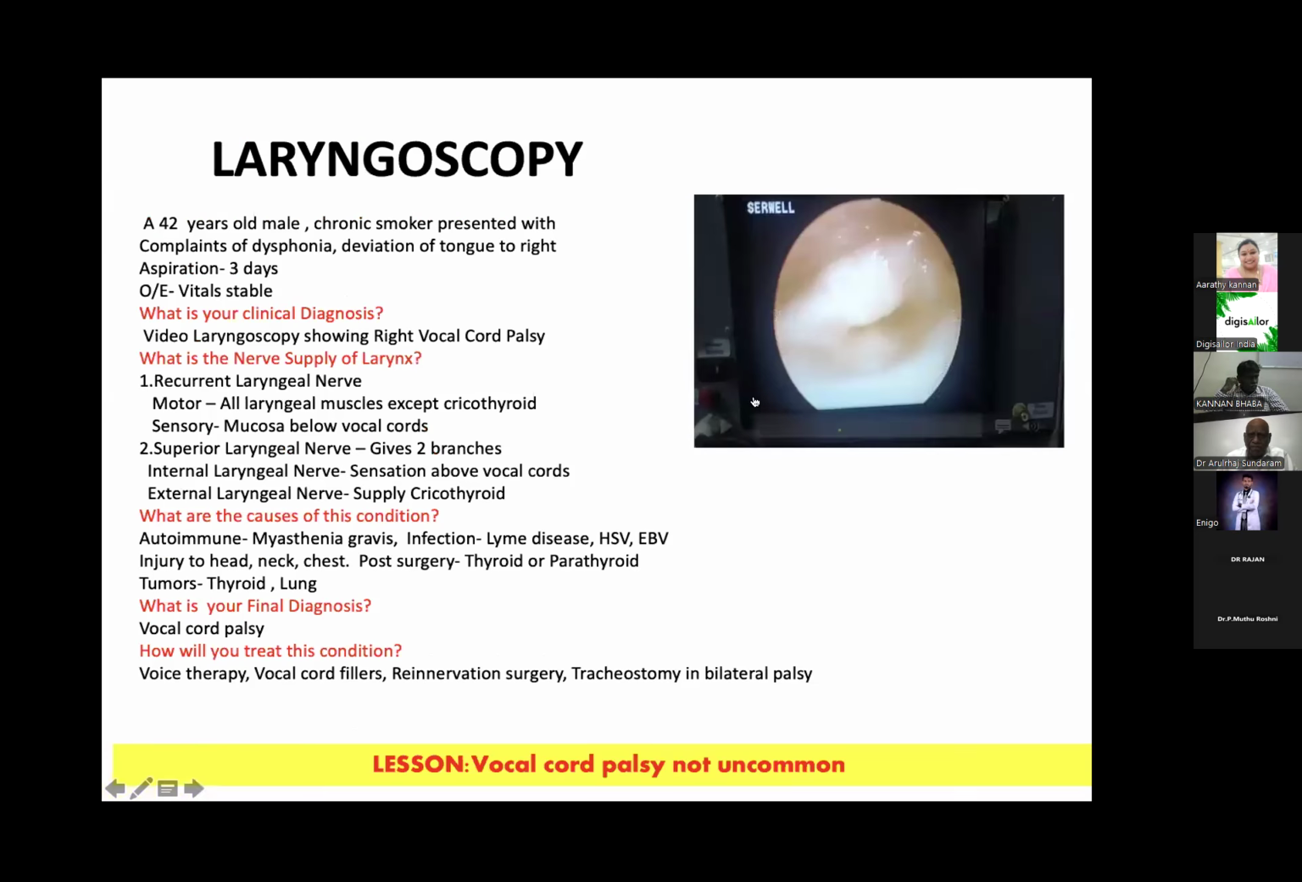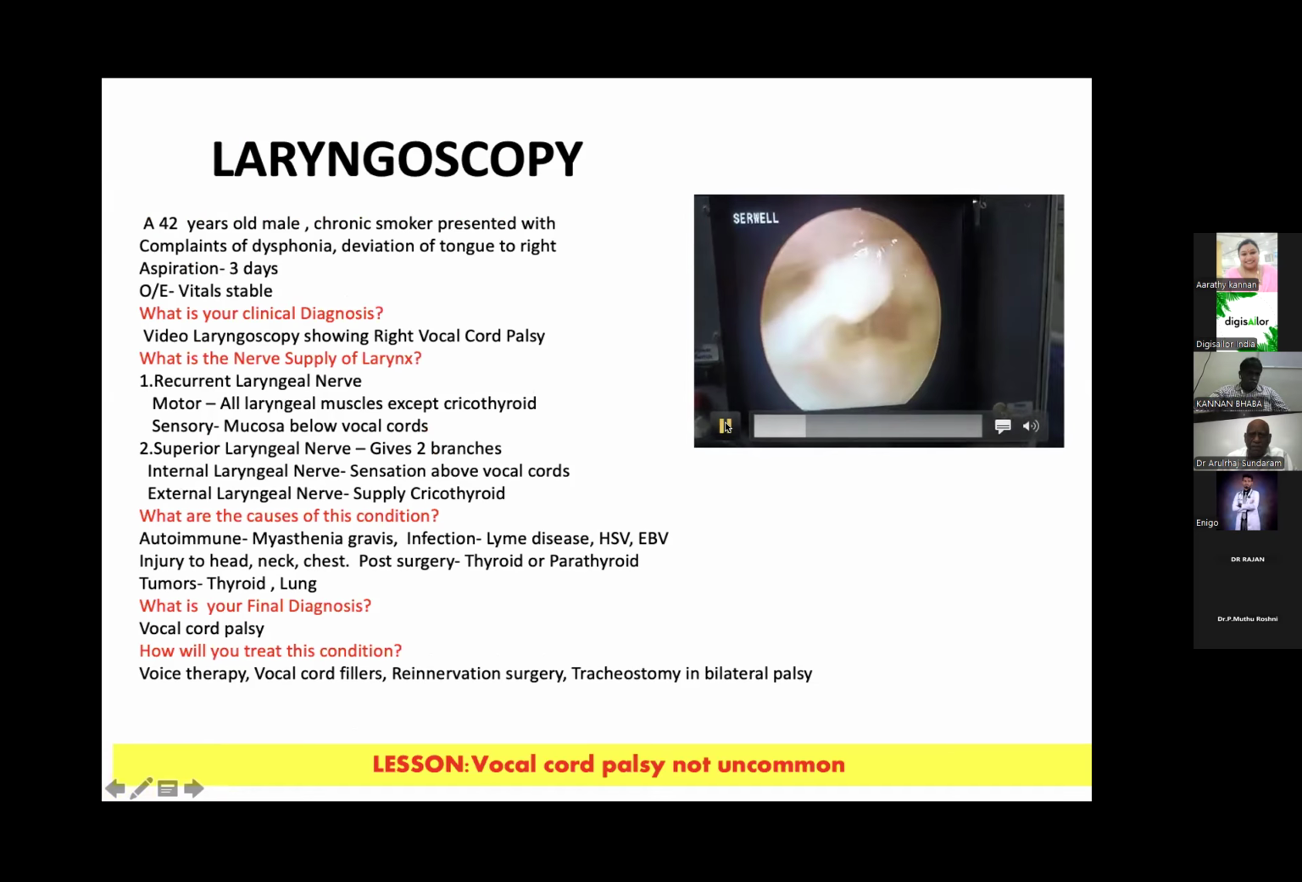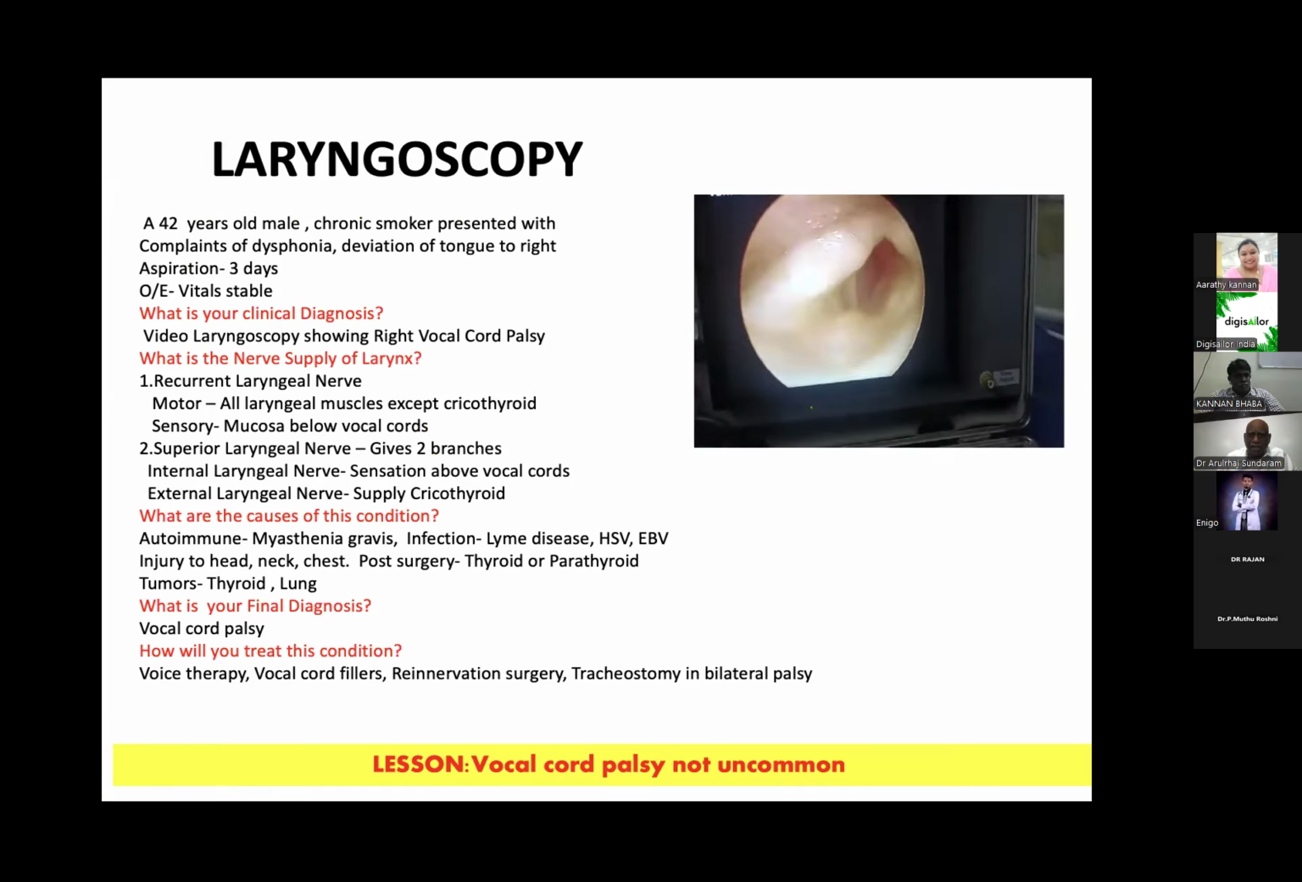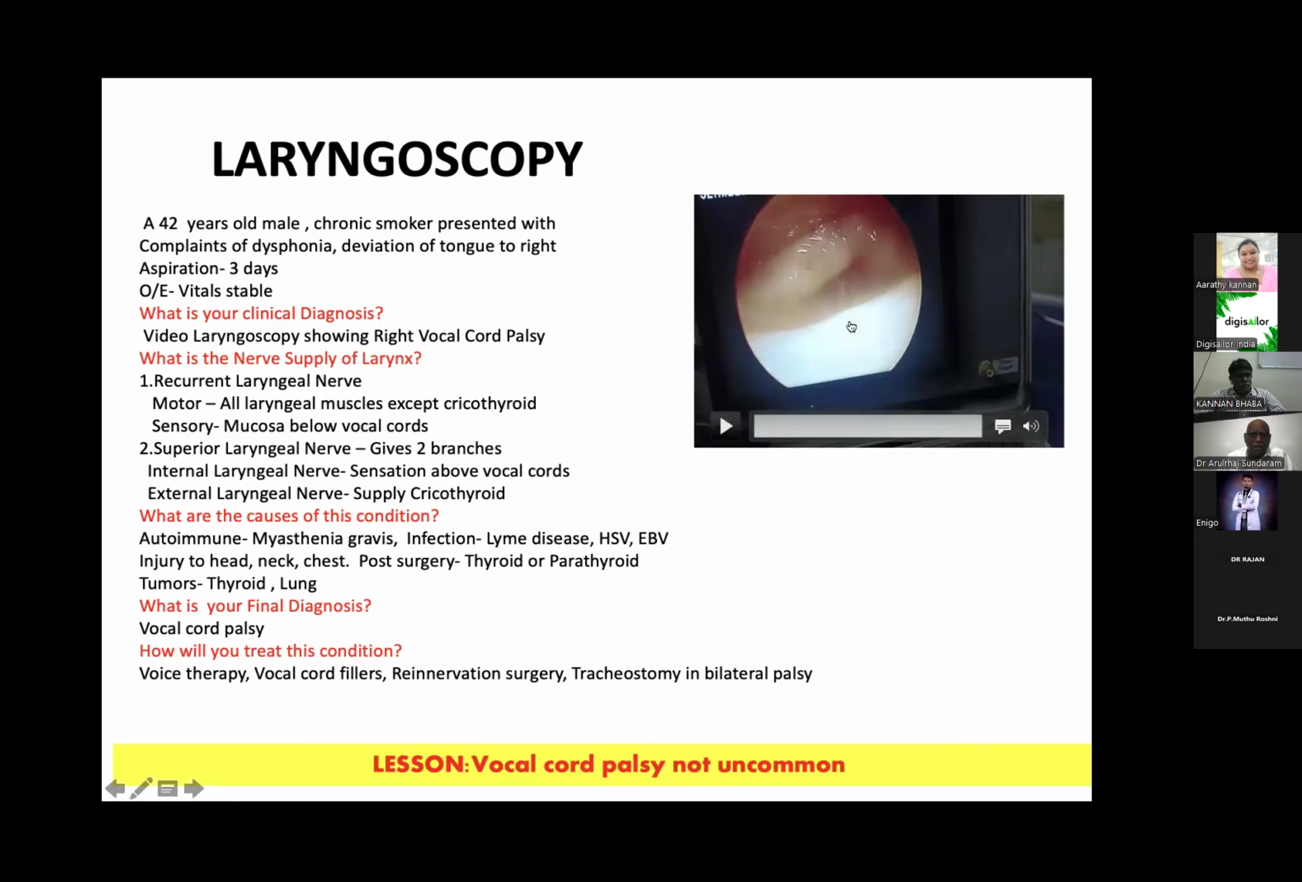This is a very interesting case, a fairly young fellow. Came to us with hoarseness of voice. If you see here, the right vocal cord is not moving at all, only the left vocal cord is moving. That shows there is a palsy, whether it's the recurrent laryngeal nerve or the superior laryngeal nerve. You will have to look for any vascular lesions or tumors, and we will have to carefully evaluate.